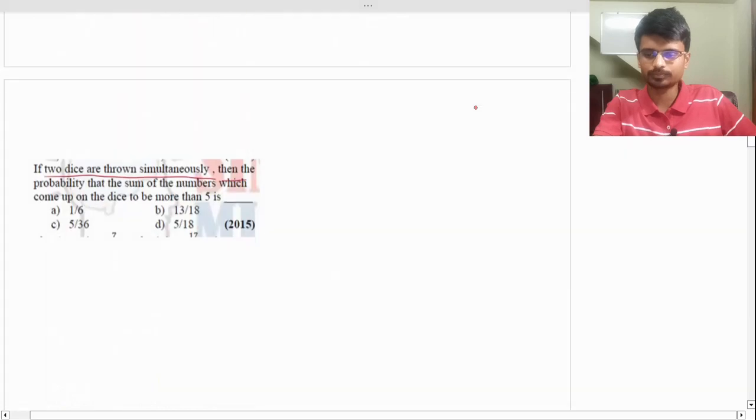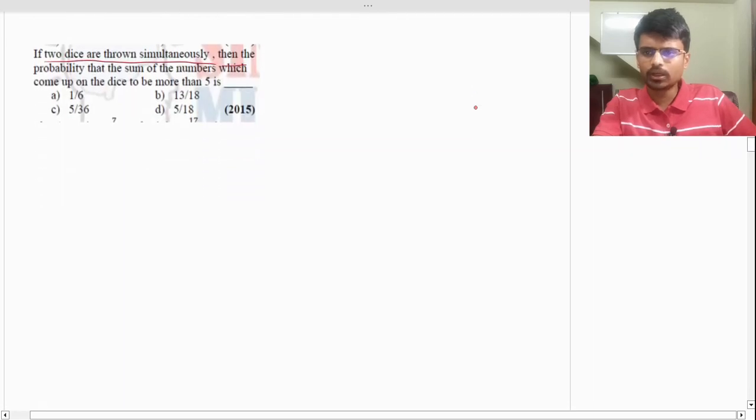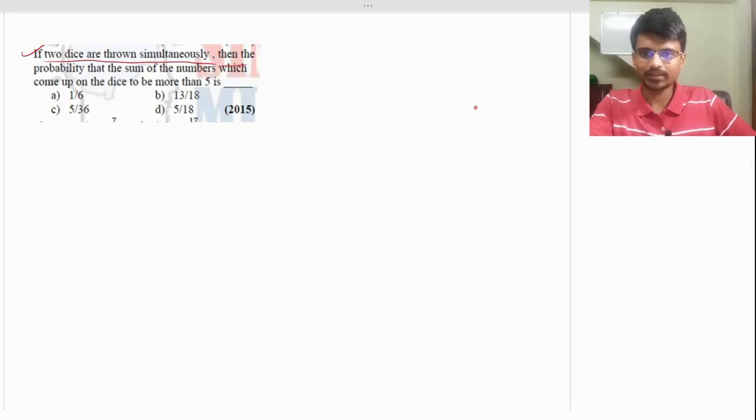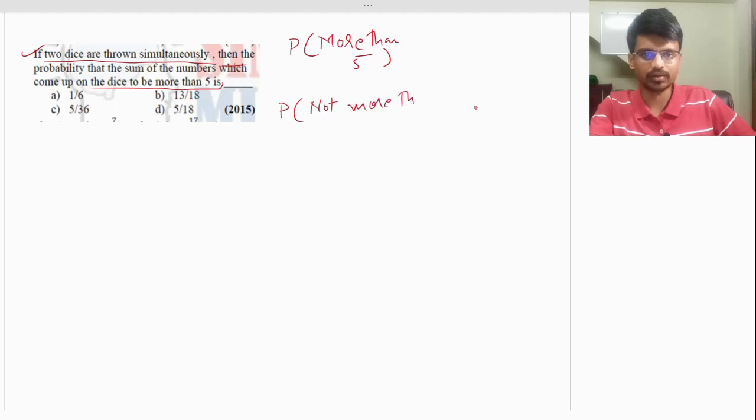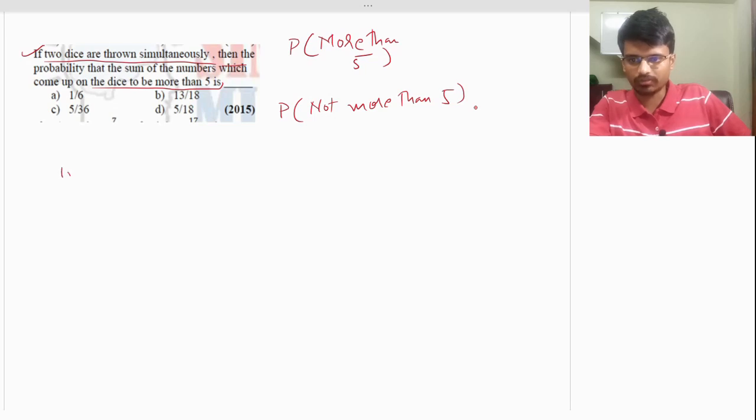Let's move on. Okay. If 2 dice are thrown simultaneously, what is the probability that the sum of the numbers which come up on the dice is more than 5? To solve this, I'll be using a trick. They are asking us the probability of more than 5, but I'll be finding the probability of not more than 5. That is easier to find, right? So what are those possibilities? Not more than 5. Let me write them down.